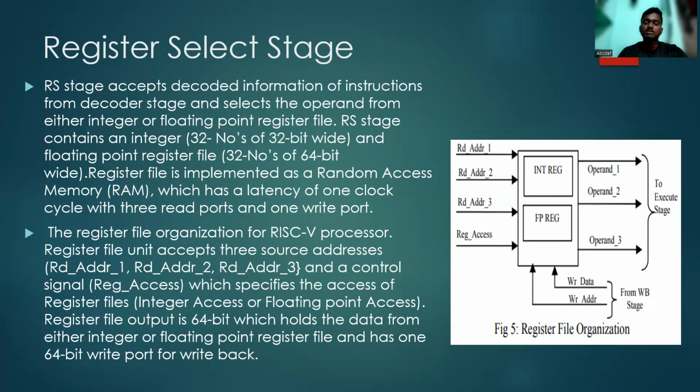Register file unit accepts 3 source addresses: read address 1, read address 2, read address 3, and the control signal which specifies the access of register files. Output is 64-bit, which holds the data from either integer or floating point register, and it has 1 write port for write back.